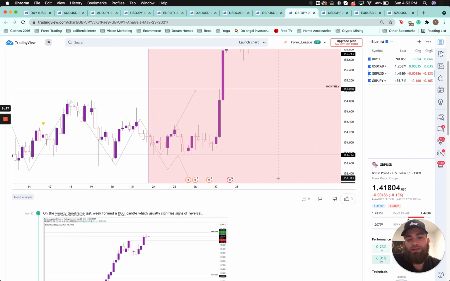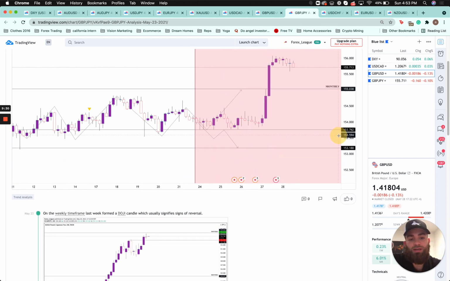So price came into the support level multiple times, guys. It ended up shooting to the upside. So look at this. Retest, retest, long. Bullish engulfing, bullish engulfing. So multiple opportunities to enter, respected the level. Know your levels, guys. Know your levels.